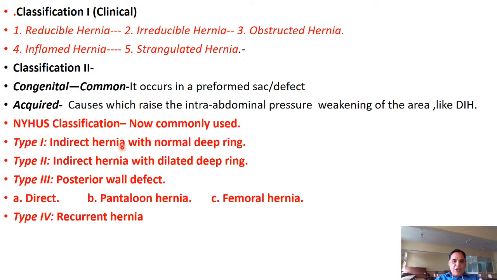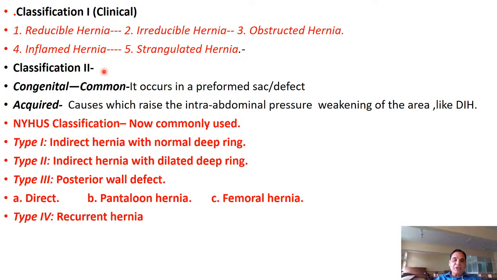You have to describe what type of hernia it is, the descent of the hernia, as well as whether the hernia is reducible or not. So clinical types: reducible hernia, irreducible hernia, obstructed hernia, inflamed hernia, that is inflammation of the hernia, and the termination is strangulated hernia. So these are the clinical classification of an inguinal hernia. Frankly, we are talking about indirect inguinal hernia.